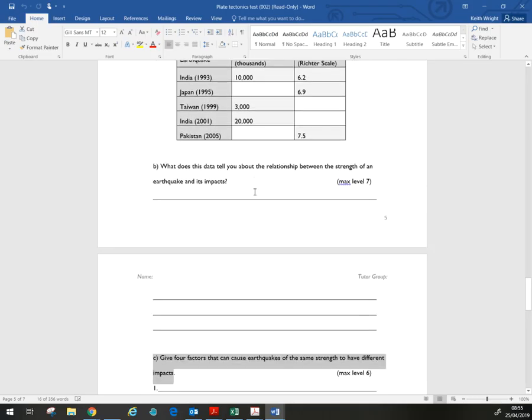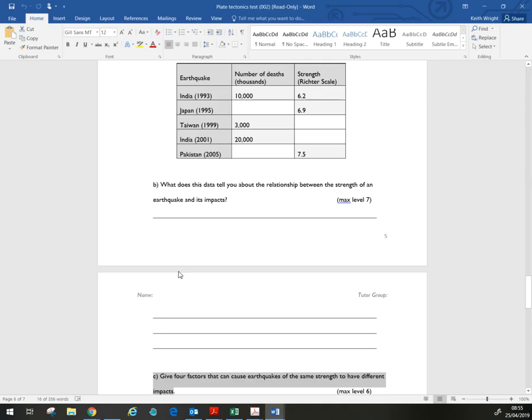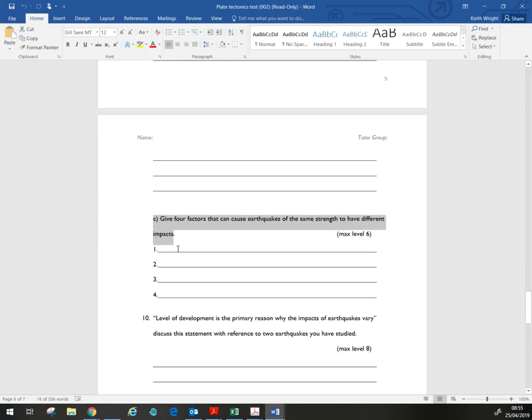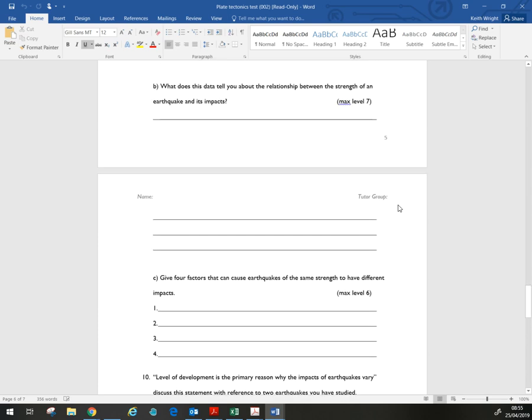This is where it's good that you've read all the questions one after the other, so you get an indication of what's coming next, so you don't repeat information unnecessarily. Give 4 factors that can cause earthquakes of the same strength to have different impacts.